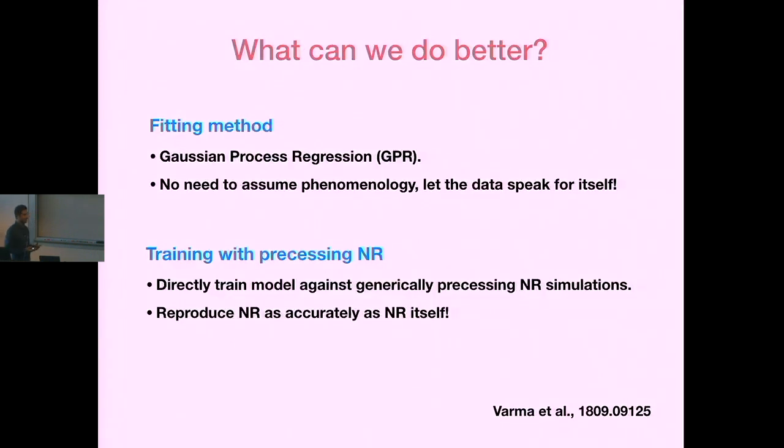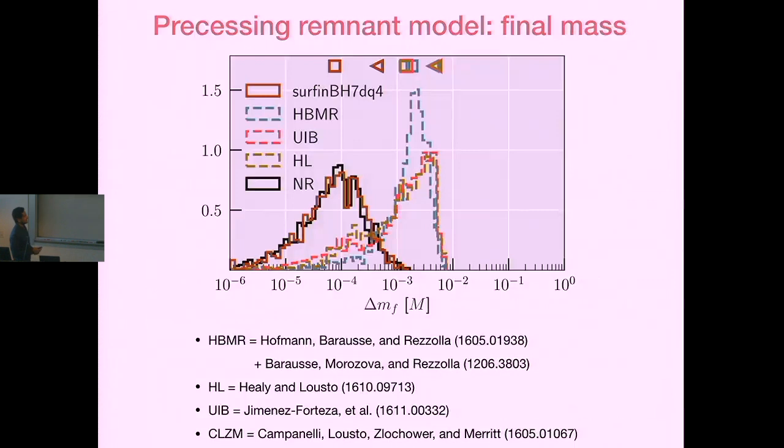We can use the surrogate modeling philosophy for the same problem, and we use Gaussian process regression, which is used in some machine learning applications. And the nice thing is that you don't need to assume a phenomenology. Instead, you let the data speak for itself, and the model will implicitly figure out the phenomenology for you. And again, we train directly with precessing numerical relativity simulations, and I'll show in the next slide or so that we can reproduce NR as accurately as NR itself. Okay, it's the next slide.